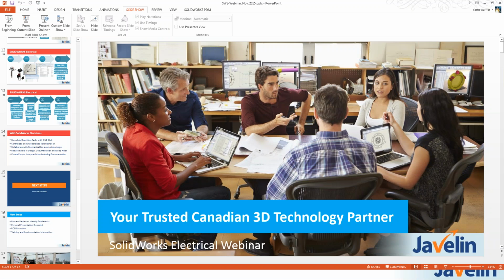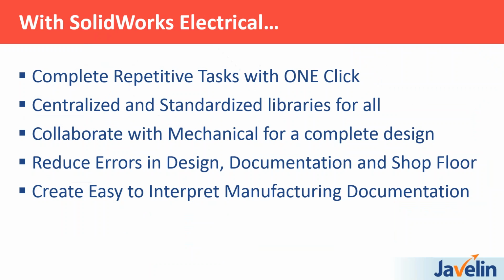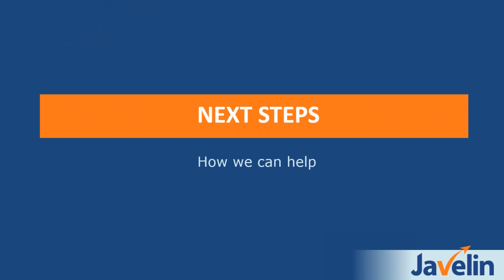And of course, that brings me to the end of it. With SOLIDWORKS Electrical, you can reduce repetitive tasks, and centralize and standardize libraries for all mechanical and electrical. Collaborate with your mechanical design to make it simpler and easier, reduce errors in your documentation, and create that easy-to-manufacture documentation. Like you used to with SOLIDWORKS, you can make all the drawings and all the information that you need from SOLIDWORKS itself to make it easy.